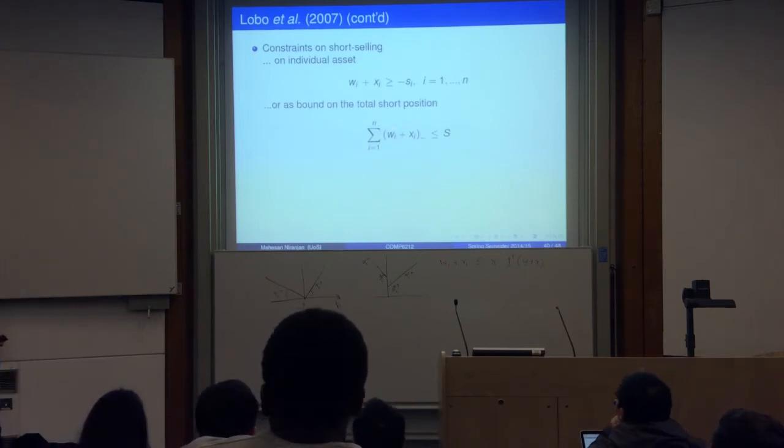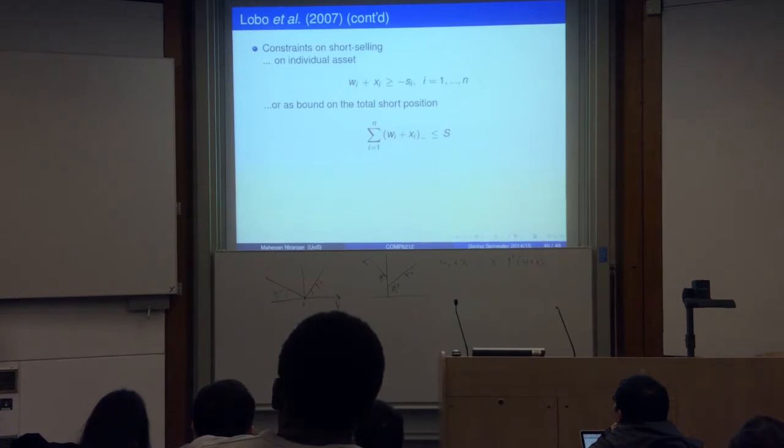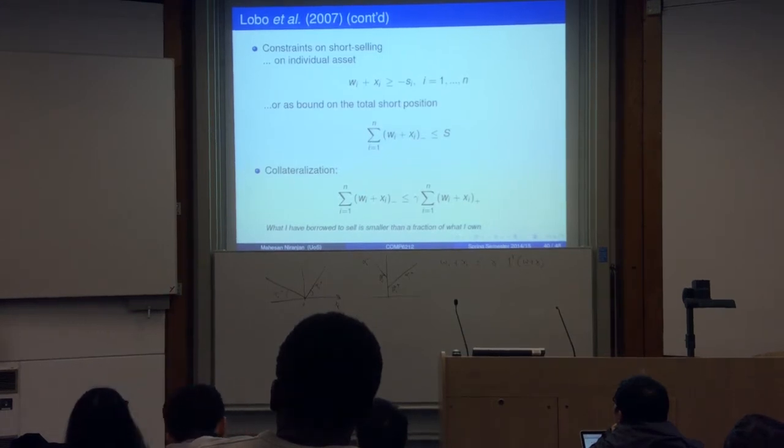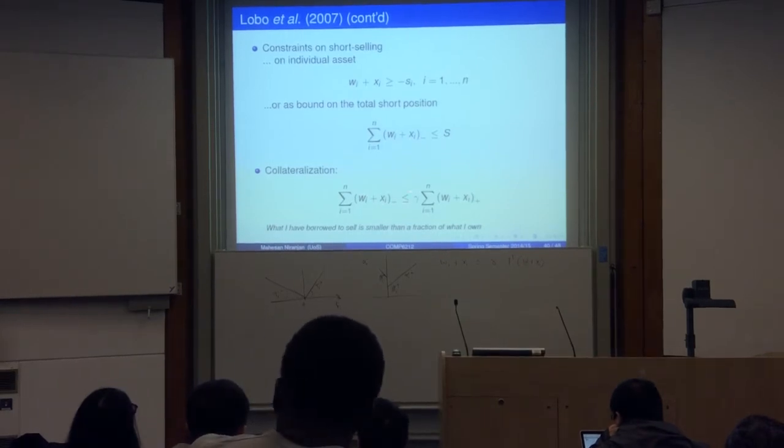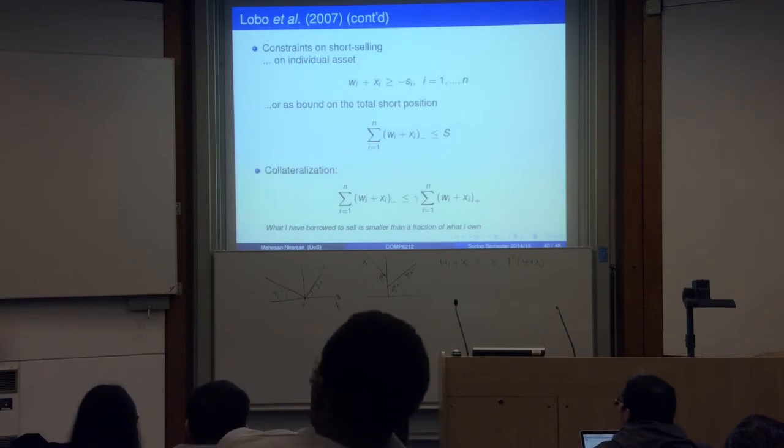Or of course you can say the sum of all the exposure, all the short positions, should be less than some upper bound, so that you can be safe, that you don't have this guy come to you and you are unable to pay. Collateralization is an issue. So you might have a constraint like this one, that the sum of all the short positions, yeah, so those are the negatives, should be less than a fraction of your positives. That's the stuff that you're holding.